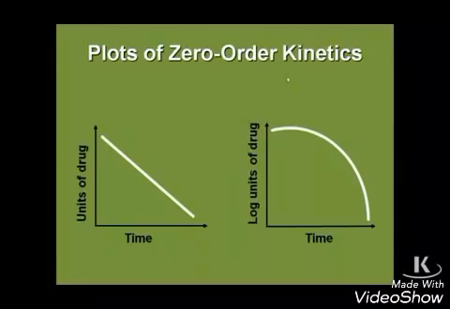Certainly you can think about zero order kinetics graphically. If you plot time versus units of drug on a linear scale, you're going to get a linear decay, as indicated by this graph. If you plot time versus log units of drug, a semi-log plot, you're going to get this type of curve, showing elimination for zero order.